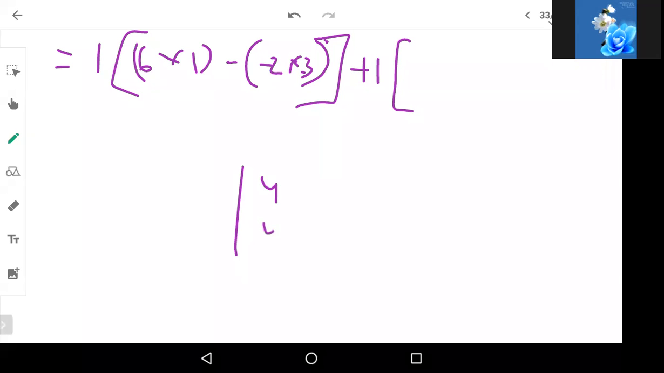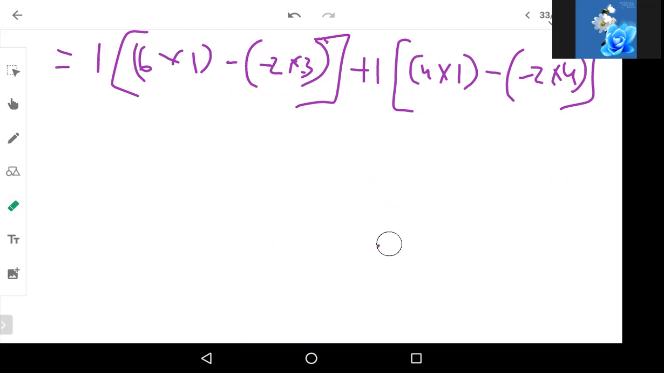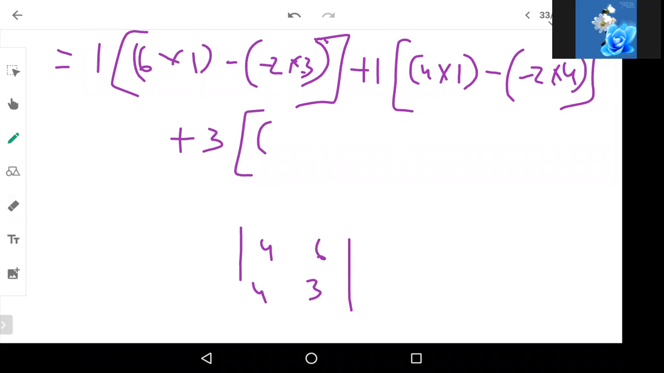4, 4 minus 2, 1. Cross multiply: 4 into 1 minus 2 into 4. Okay, and then finally plus 3 into the matrix 4, 6, 4, 3. So that is going to be cross multiplication: 4 threes are 12 minus 4 into 6.